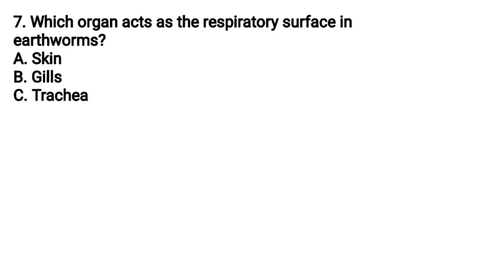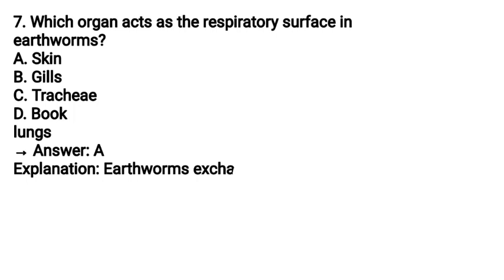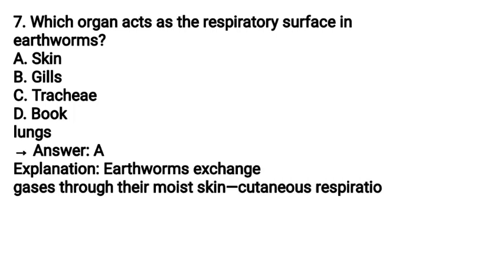7. Which organ acts as the respiratory surface in earthworms? A. Skin, B. Gills, C. Tracheae, D. Book lungs. Answer A. Explanation: Earthworms exchange gases through their moist skin, cutaneous respiration.